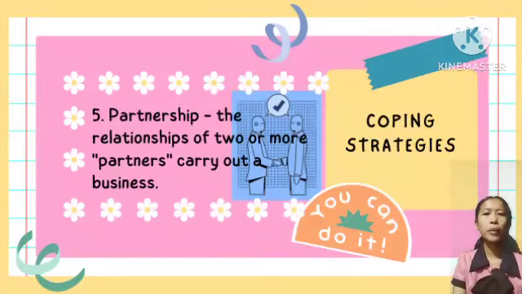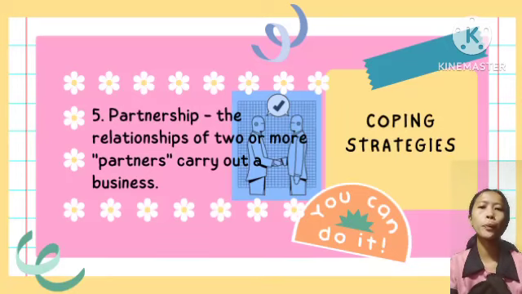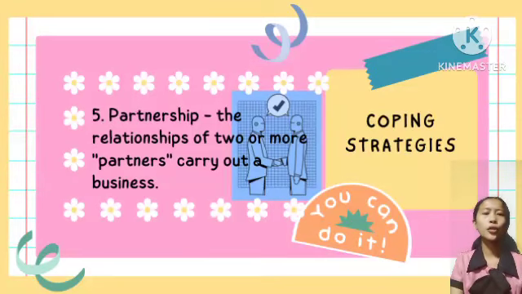Number five, we have partnership. Partnership is the relationship of two or more partners who carry out a business. So this is to coordinate with others to gain help meeting the necessary needs of the organization.